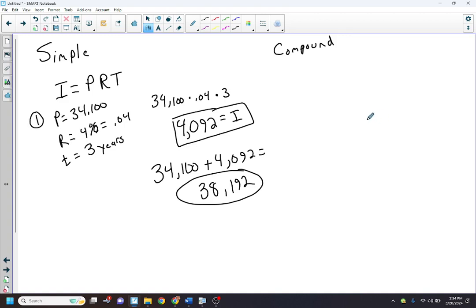So compound, okay. So we'll go into the back of the page. For number 11, the equation is the amount equals the principal times 1 plus r over n to the power of nt. Just a reminder, n is the number of times per year.